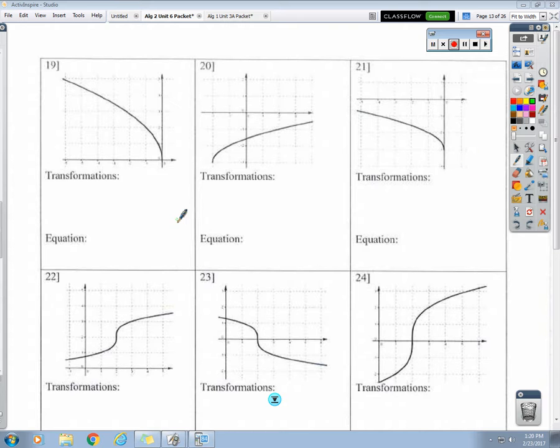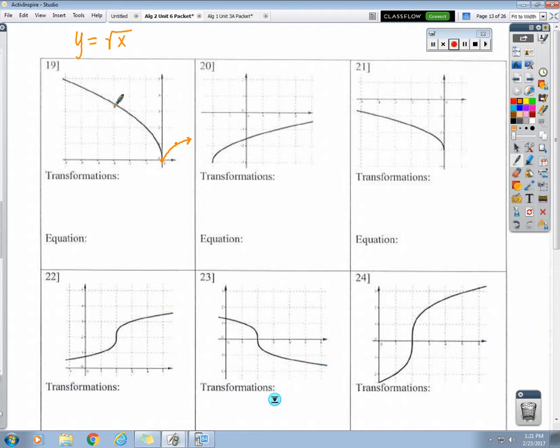Number 19. They're wanting you to tell what the transformations were, and then from those words, write the equation. Well, to be able to know what transformations have occurred, you have to know what a standard square root function looks like. Remember, the parent function is y equals the square root of x. Its starting point is at 0, 0, and its slope is 1, so it'll go up 1 over 1, and then it looks like that.